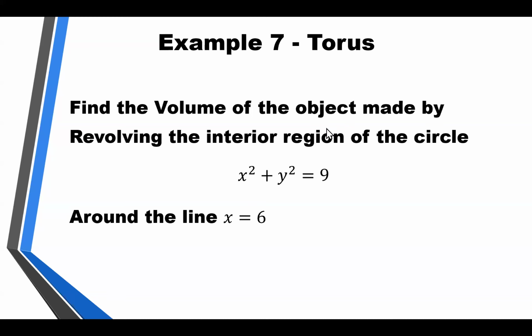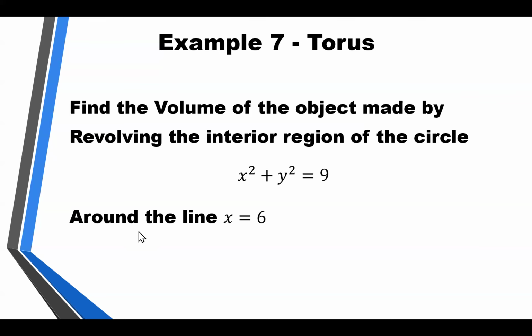Let's do one more example. This is the example of what we call a torus. Now, we want to find the volume of an object made by revolving the inner region of the circle x squared plus y squared equals 9 around the line x equals 6. So the region here we're looking at is the inside of a circle of radius 3, which is centered at the origin.